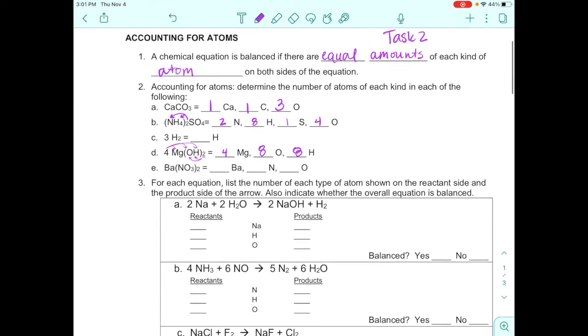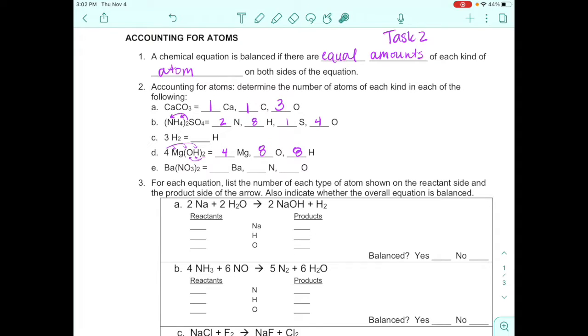So for each equation, list the number of each type of atom shown on the reactant side and the product side of the arrow. Also indicate whether the overall equation is balanced. So what this is called here, from your notes, is an atom inventory. And you're just inventorying how many atoms of each element there are on both sides of your equation. So an equation is separated by the arrow. There are lots of different words we can use for the arrow, but one of the most common ones is to say yields.